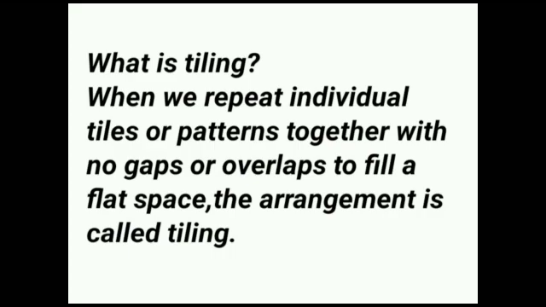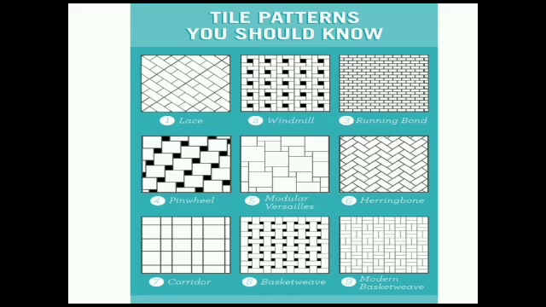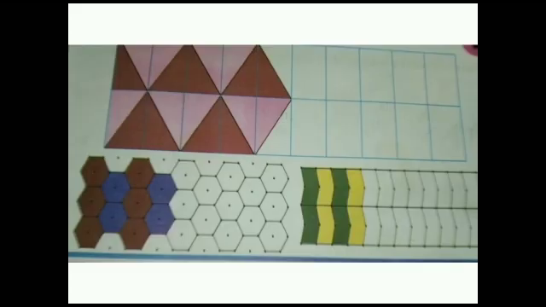Next, we are going to see about tiling. What is tiling? When we repeat individual tiles or patterns together with no gaps or overlaps to fill a flat space, the arrangement is called tiling. When you fit individual tiles together with no gaps or overlaps to fill a flat space, you have a tiled floor. Same way, this also repeats individual tiles or patterns together with no gaps or overlaps. So these are the following tiling patterns.